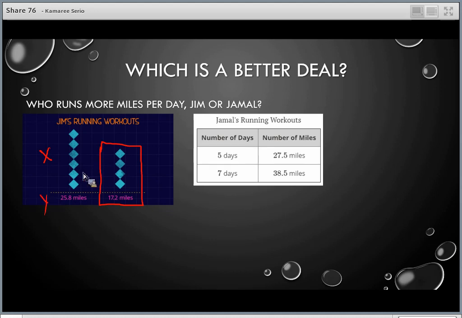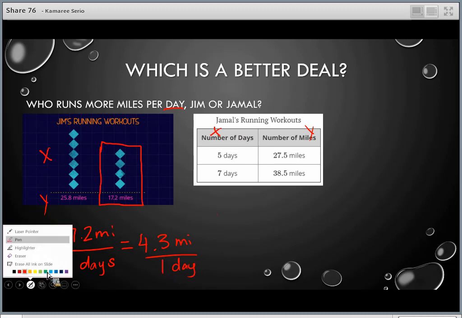Okay, remember this is my X, this is my Y. Remember, X is always on top. It always comes first. So on this table, I read this side first. This is my X, this is my Y. So he runs 17.2 miles every 1, 2, 3, 4 days. I know it's days because my problem tells me per day. So if I take 17.2 and I divide it by 4, I get 4.3. So he runs 4.3 miles per day.